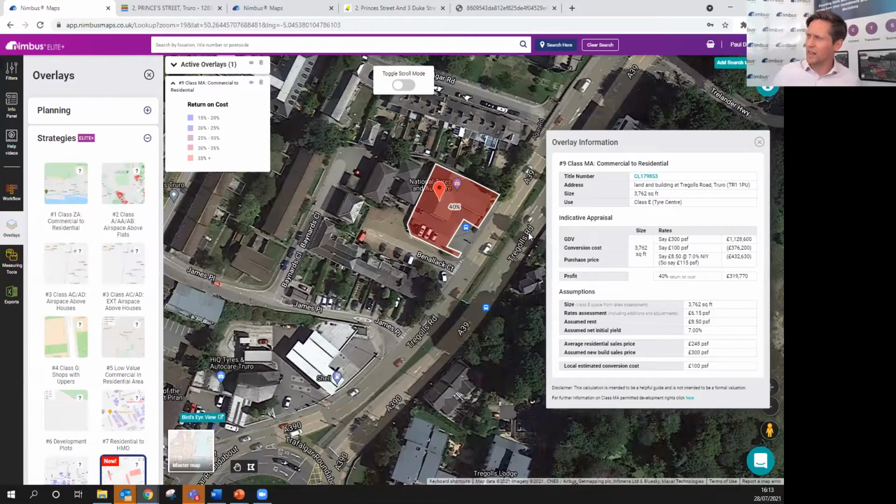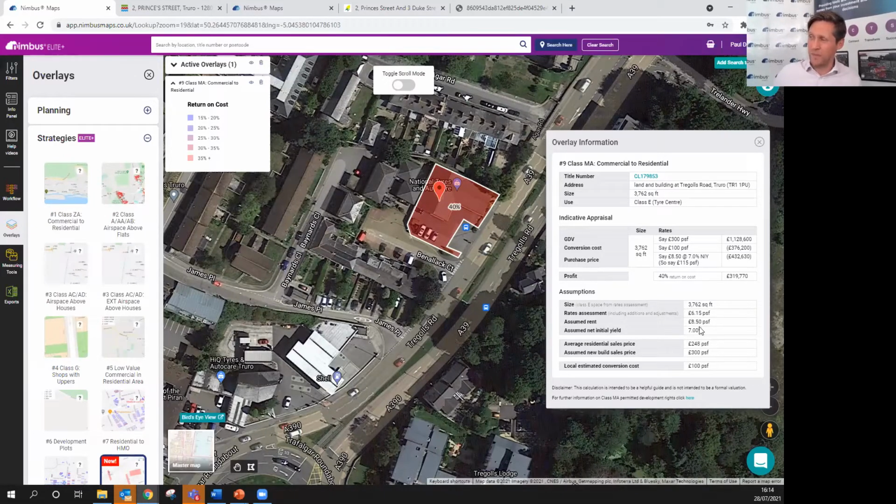What it's saying is, yes, it's agreeing with me here, £300 a foot sales value. So there's my GDV, 3,762 square feet. That's from the rates assessment. £300 a foot sales value, £100 a foot to convert it. And it's then saying that the rates assessment for this building is 615. So a sensible rental level for that building would be about 850.